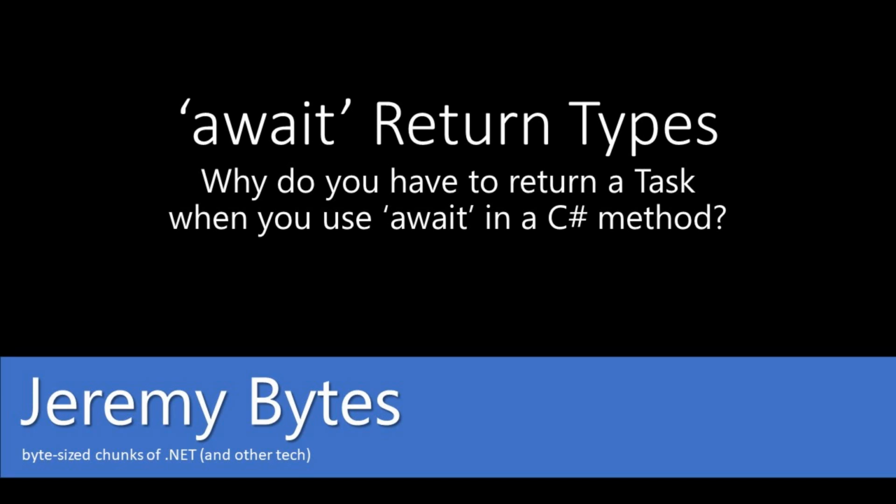This is Jeremy Clark of jeremybytes.com, and today I want to talk about something that's kind of been bugging me in C# for a while now. And that is the question, why do you have to return a task whenever you await something in a method? Pretty much everything I've seen says, well, that's the way it is, get used to it.